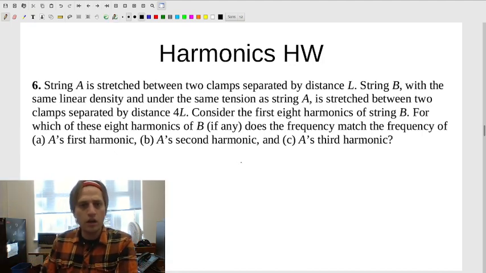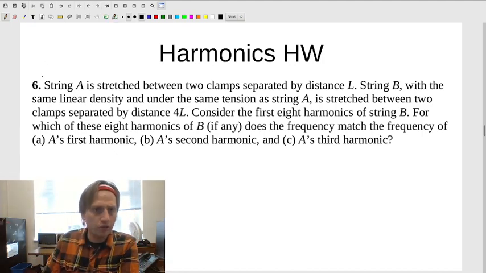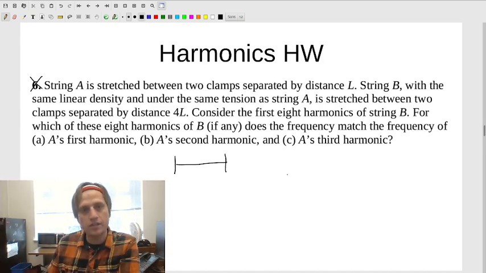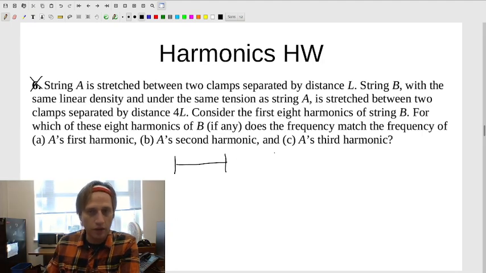Okay, so just to drive this home, I gave you a homework. Ignore this number; I numbered them differently than is shown here. It says string A is stretched between two clamps separated by distance L. String B has the same linear density and the same tension as string A. Why is that important? Because that means the speed of the wave is the same. String B is stretched between two clamps separated by distance 4L.